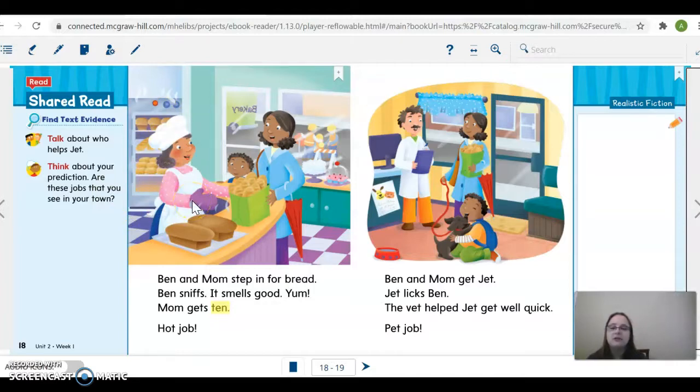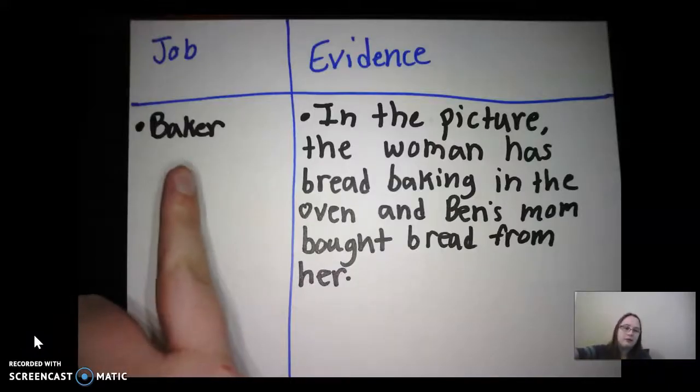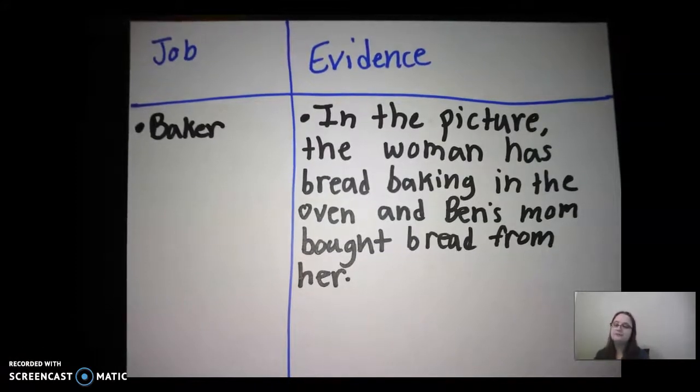So let's go ahead and head on over to our T-chart where I have already filled that out for us. As you can see, on our job we have our baker, and on our evidence it says in the picture the woman has bread baking in the oven and Ben's mom bought bread from her. Okay, so that's how we know that the woman in that picture is a baker. So friends, we only have two jobs left to find in our story, so we're going to head on back to our story and do that.